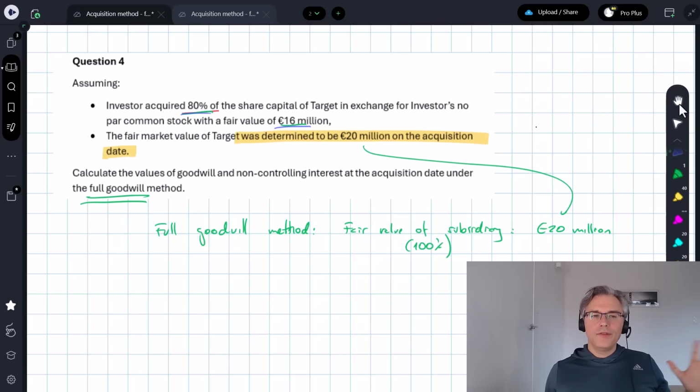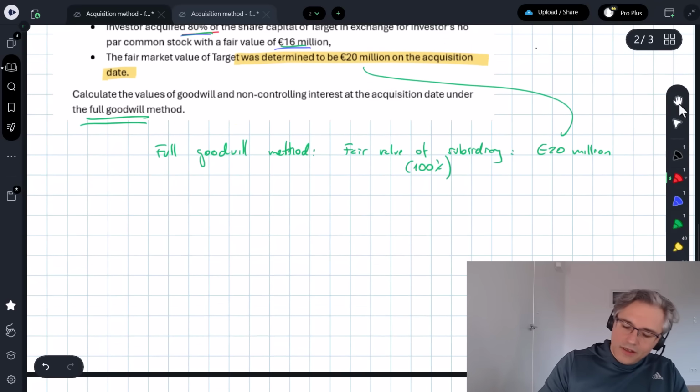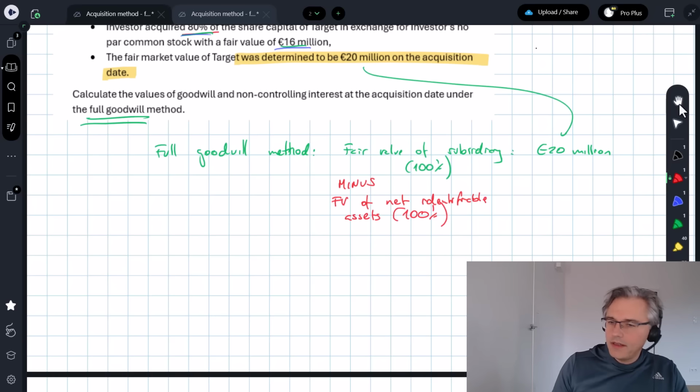Anyway, that's beyond the point here. It's not part of the discussion, but it is a discussion in accounting, how you should properly do this, not in the CFA exam. And once you've got this starting point, we deduct the fair value of net identifiable assets, but without doing any scaling, so 100%, again, as if you were buying the full business.